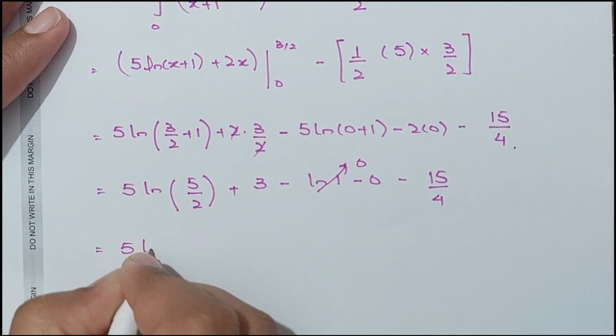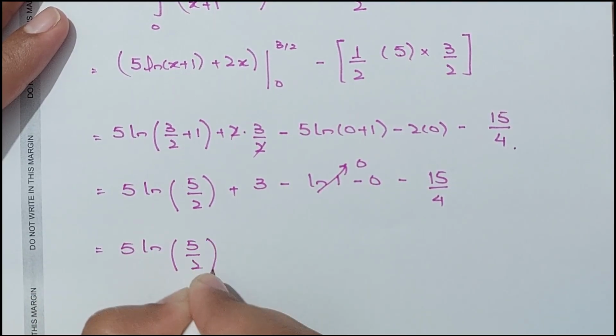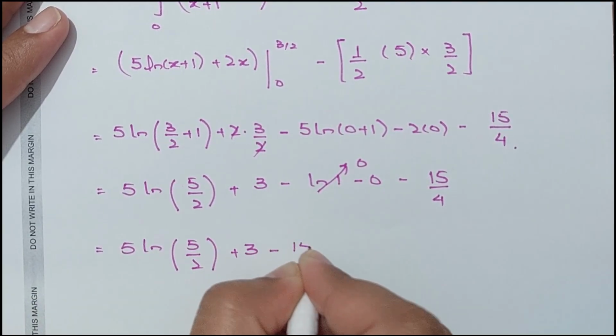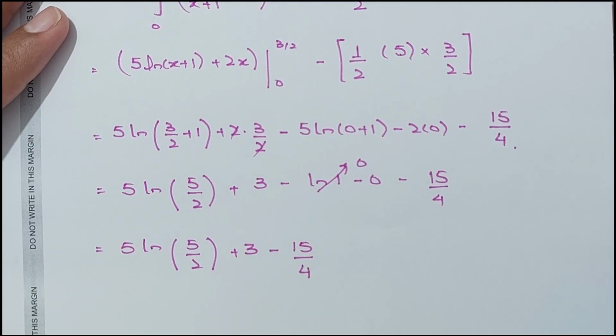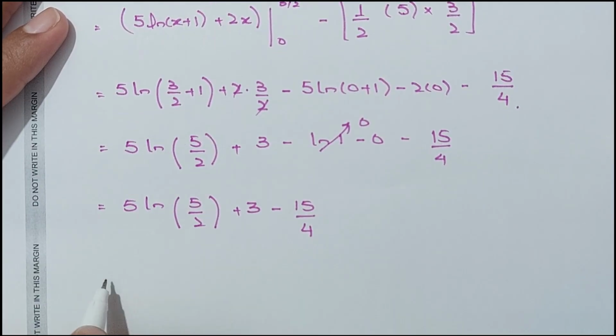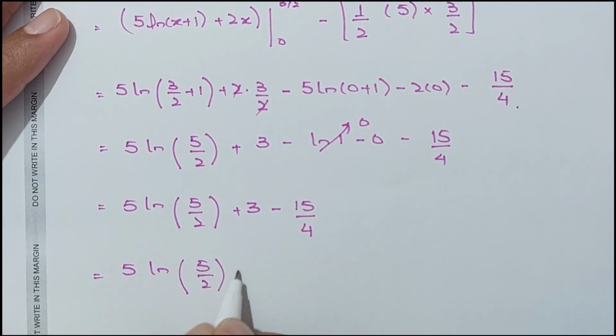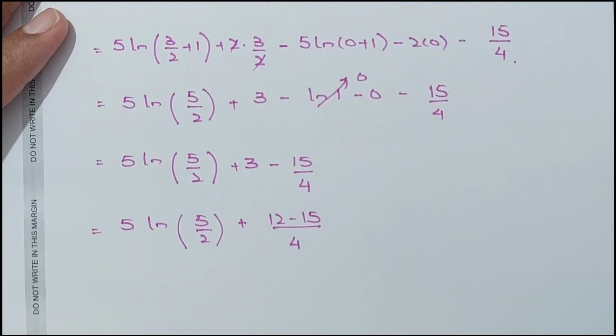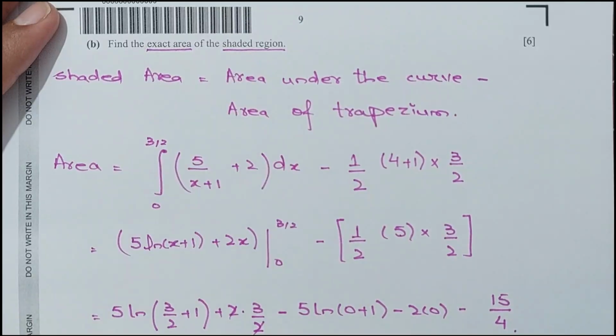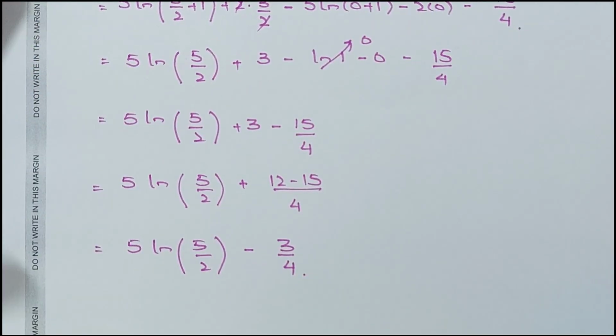Okay, now we have 5 ln of 5 by 2 plus 3 minus 15 over 4. All right, now we can say we have 5 ln of 5 by 2, 4 times 3 is 12, minus 15 by 4. So 5 ln of 5 by 2 plus 9 by 4. That is the exact area of the shaded region. Since we are not allowed to use a calculator in this paper, you can keep the answer as it is.